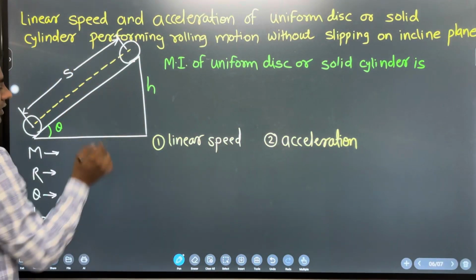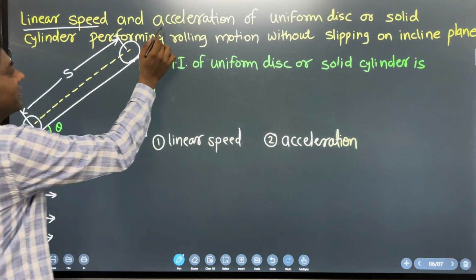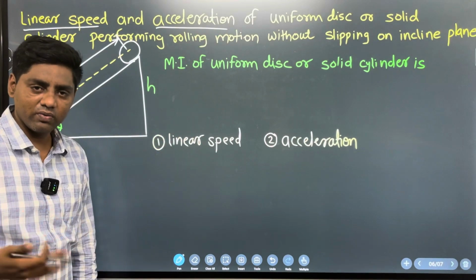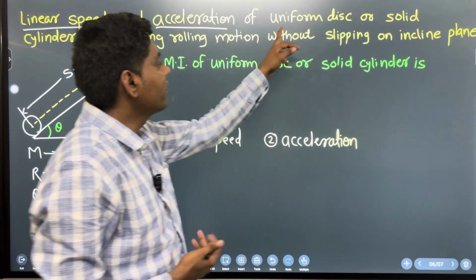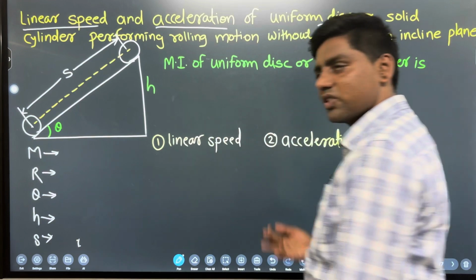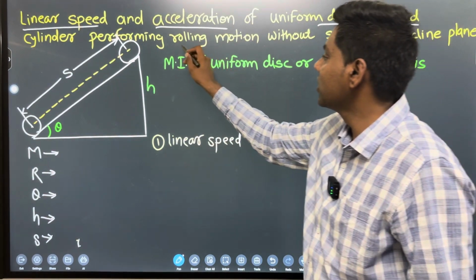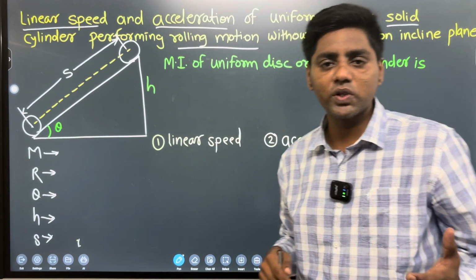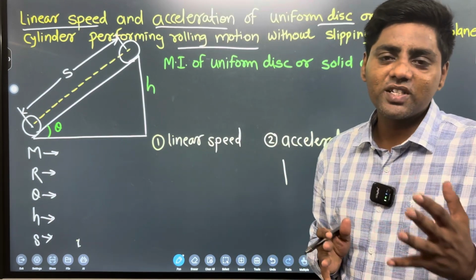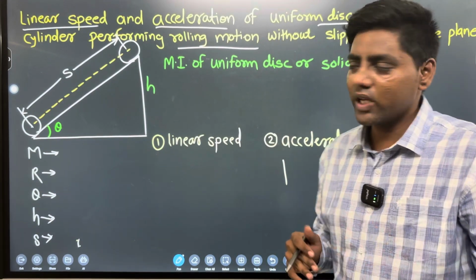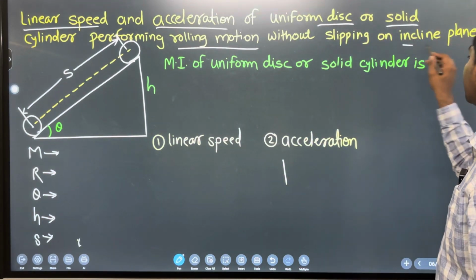So let's start. Today we have to solve the linear speed and acceleration. We have to derive the expression for a uniform disc. You have to remember the shape well: uniform disc and solid cylinder performing the rolling motion. What is meant by rolling motion? The object possesses both translational as well as rotational motion without slipping on an inclined plane.